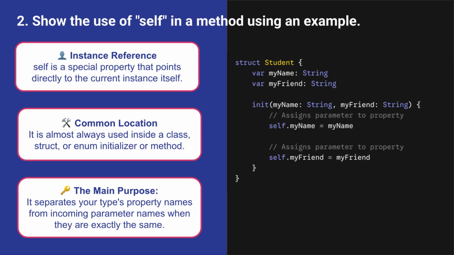Inside our Student struct, we've declared 2 internal properties, myName and myFriend. Notice what happens inside our init block. The incoming argument names match our property names perfectly. Without self, if we just wrote myName equals myName, the compiler would get confused by the name overlap. By prefixing it with self.myName, we explicitly tell Swift, take the value from the incoming method argument on the right, and safely assign it to our object's property on the left. Highlighting this exact behavior proves to an interviewer that you understand clean code organization.